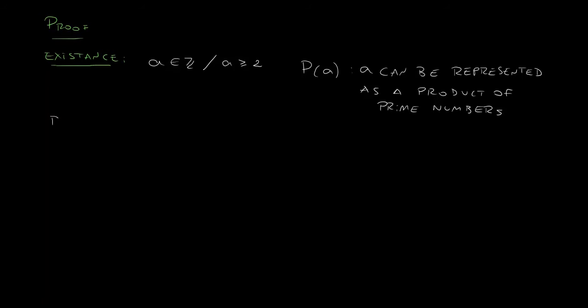Let's start proving our base case. The base case is when a equals 2. P of 2 would be, can we write 2 as a product of prime numbers? Yes, because 2 equals 2 to the power 1. So we found our prime number.